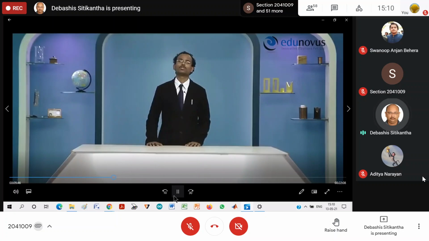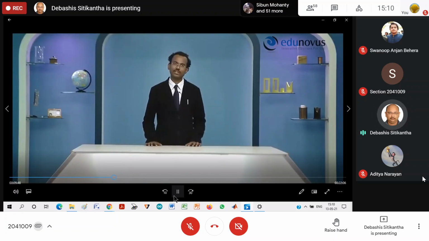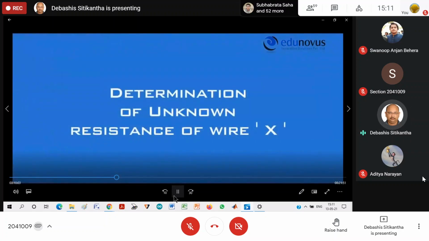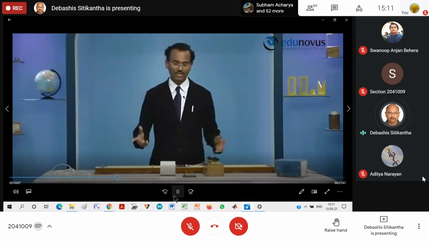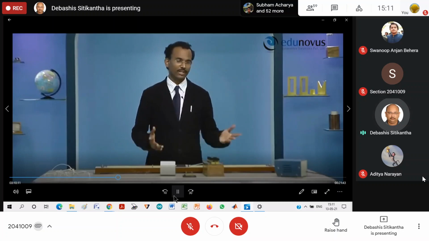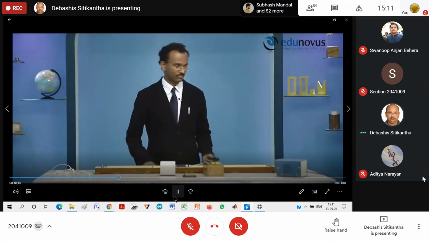Now that you have understood what is resistance, specific resistance, Wheatstone network, and how a meter bridge can be used to measure an unknown resistance, let's proceed with the experiment. Here we have all the apparatus we need to perform this experiment. So let's make the connections as per the circuit diagram.